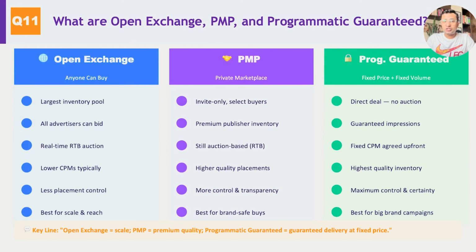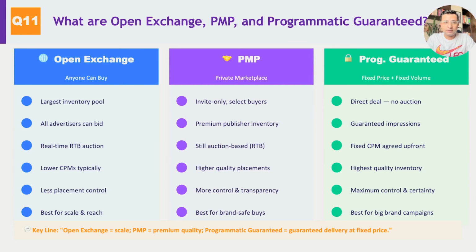What are open exchanges, PMPs and programmatic guaranteed deals? Important question to know when we are giving an interview for programmatic. We should know how we are purchasing these inventories that we are showing ads on. These are the three major types of deals that happen in programmatic. The first one is open exchange. Open exchange is open to all. As the name suggests, anyone can buy this particular inventory.